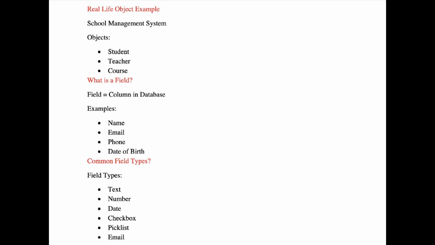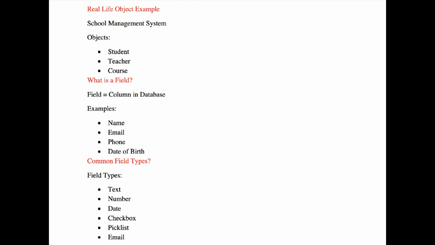Fields store individual pieces of information. If an object is a table, fields are the columns inside that table. For a student object, fields might include student name, email address, date of birth, and roll number. Salesforce provides different field types for different kinds of data. For example, email fields validate email addresses automatically. Date fields allow users to select dates. Pick lists provide predefined options. Choosing the correct field type helps maintain data quality.